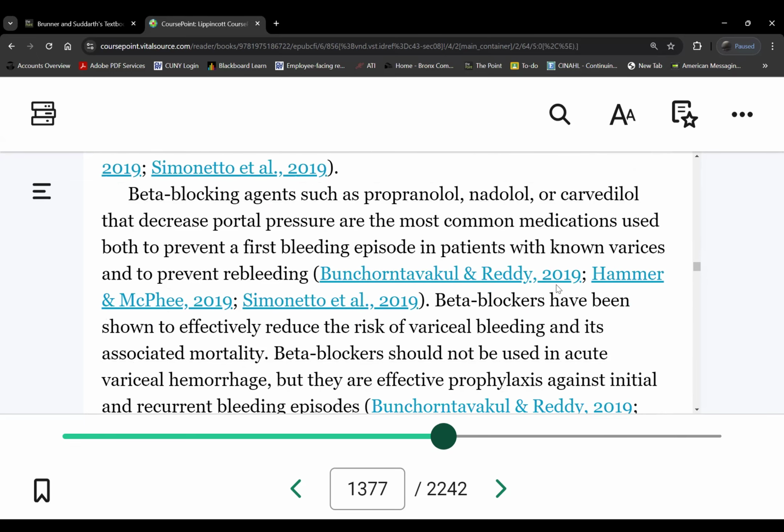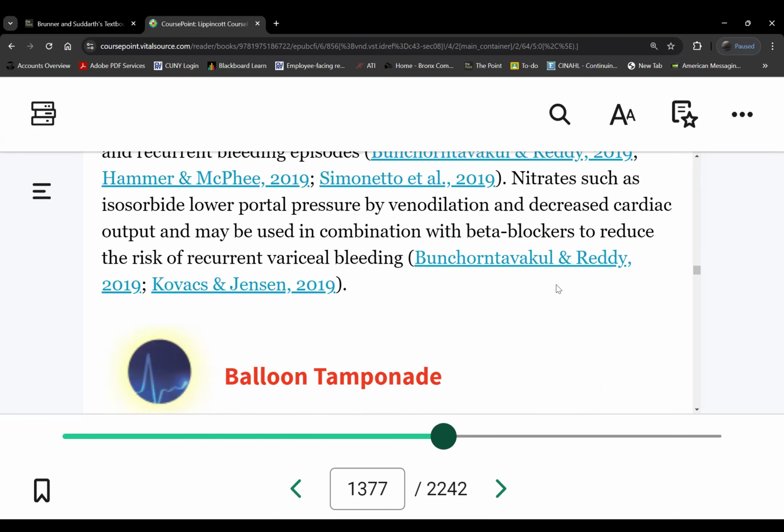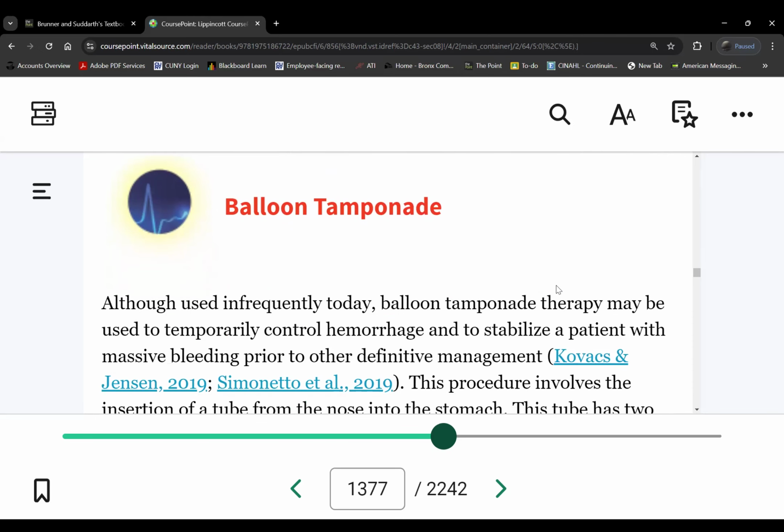Beta blockers, of course, help the portal hypertension, yeah? So this will help decrease the varices. Okay, so indirectly, this will help. For patients actively bleeding, when they come in to the ER, let's say they're violently vomiting blood.